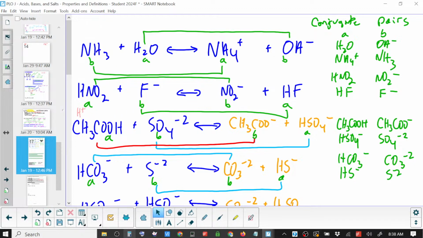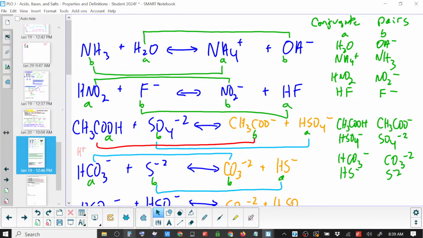Over here, the acid is clearly HNO2, because F- can't be an acid, it doesn't have a proton. So that proton is hiding right here. It transfers to there, and you get HF. That goes up by 1 charge, so that's 0. This goes down by a charge, so that's -1.